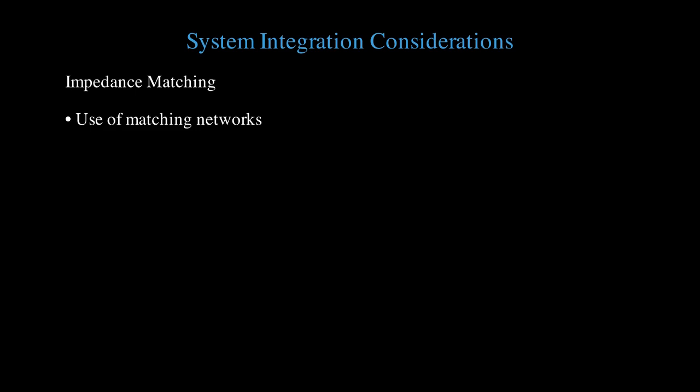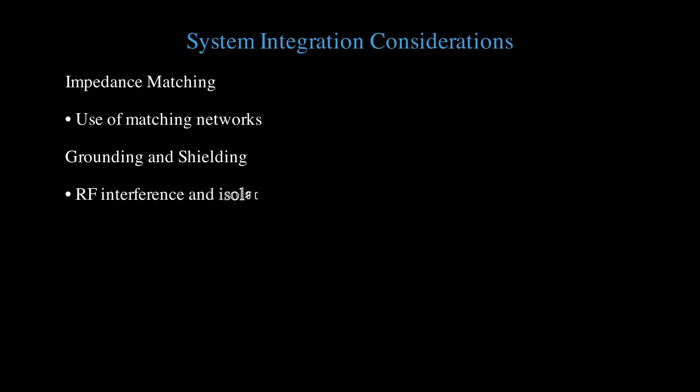L networks, pi networks, and T networks are common configurations. At RF frequencies, proper grounding becomes critical. Ground loops can couple noise and interference between circuits. Solid ground planes, multiple ground connections, and careful layout are essential for good RF performance.